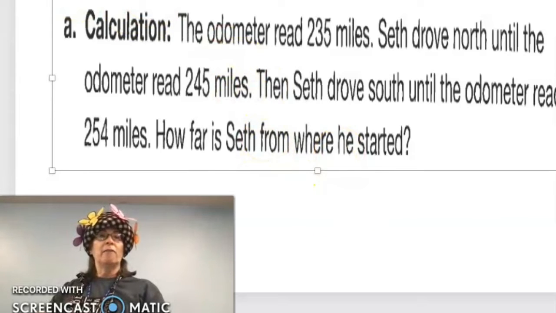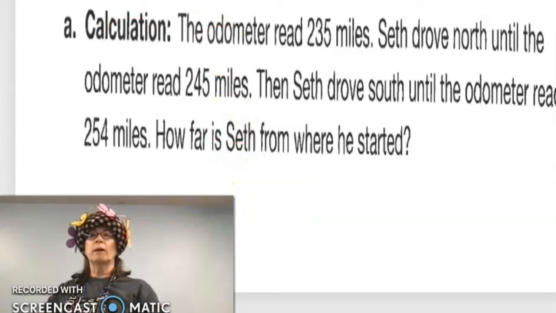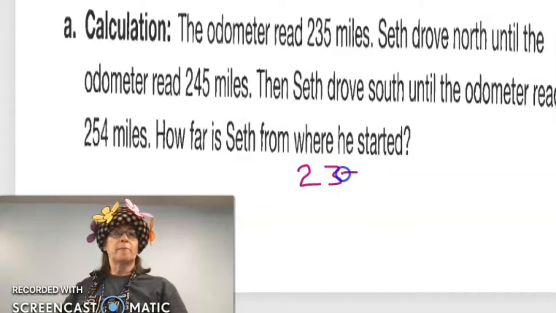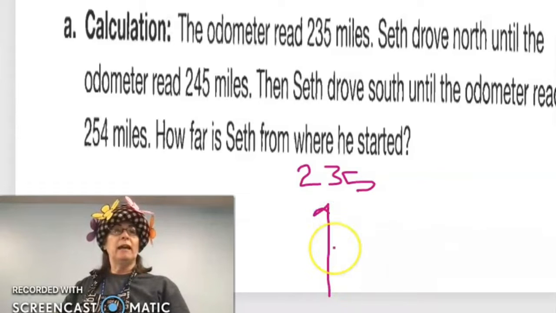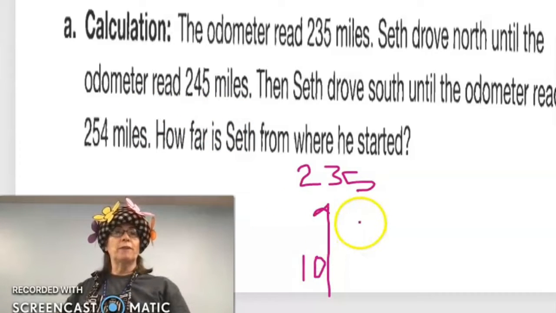Okay, we got to draw a picture. He started with 235 miles. Okay, that's where he started. He drove north, so let's just go north. And then he said 245 miles. So how far did he drive north? 10 miles. Okay, and then he drove south.